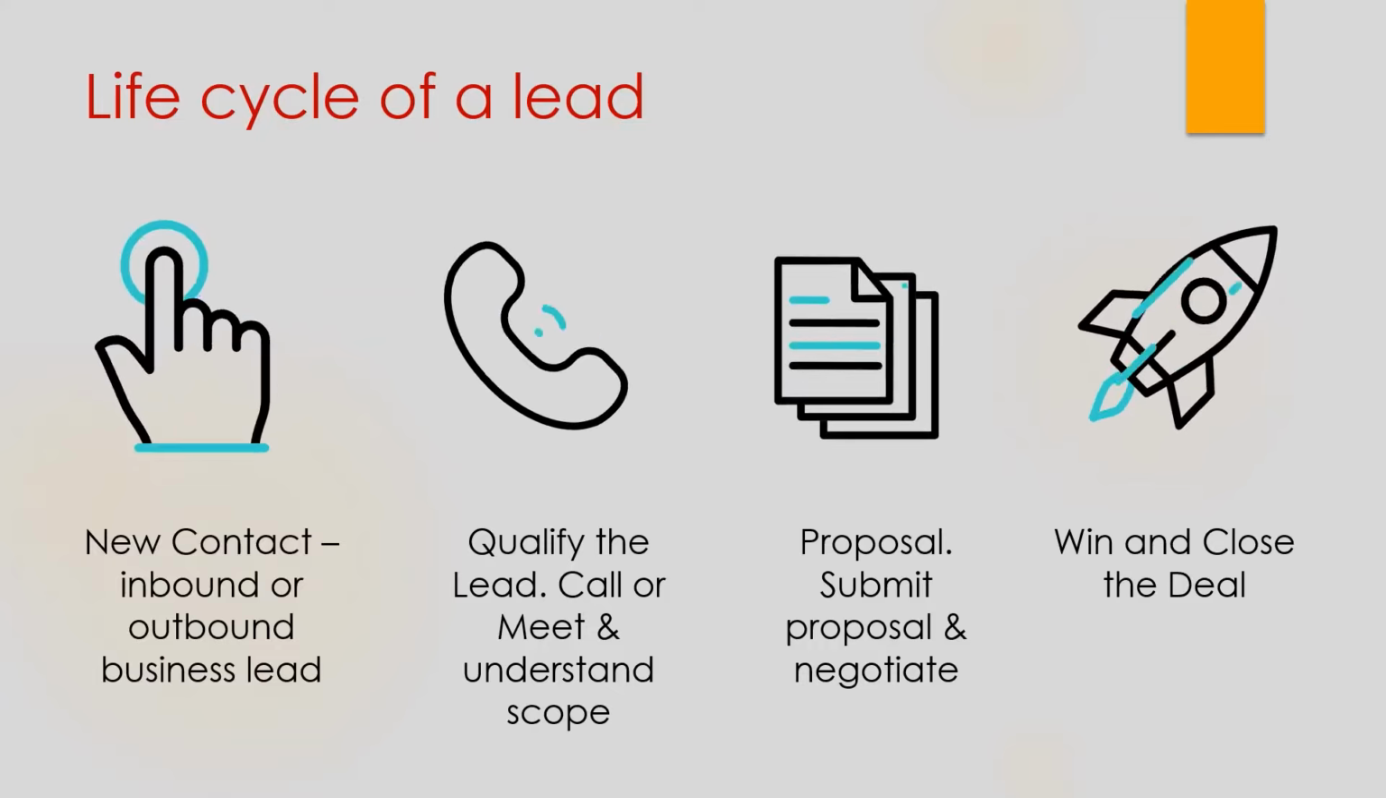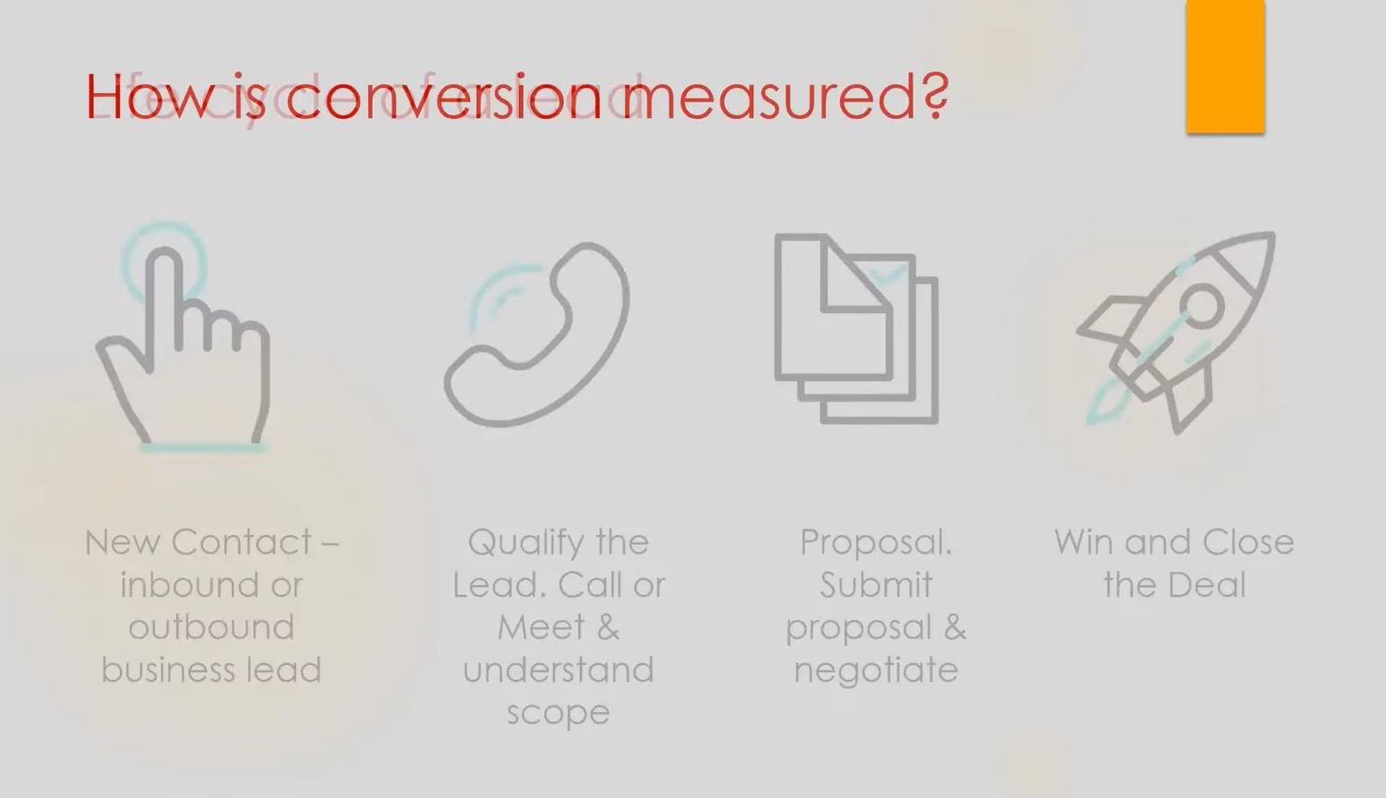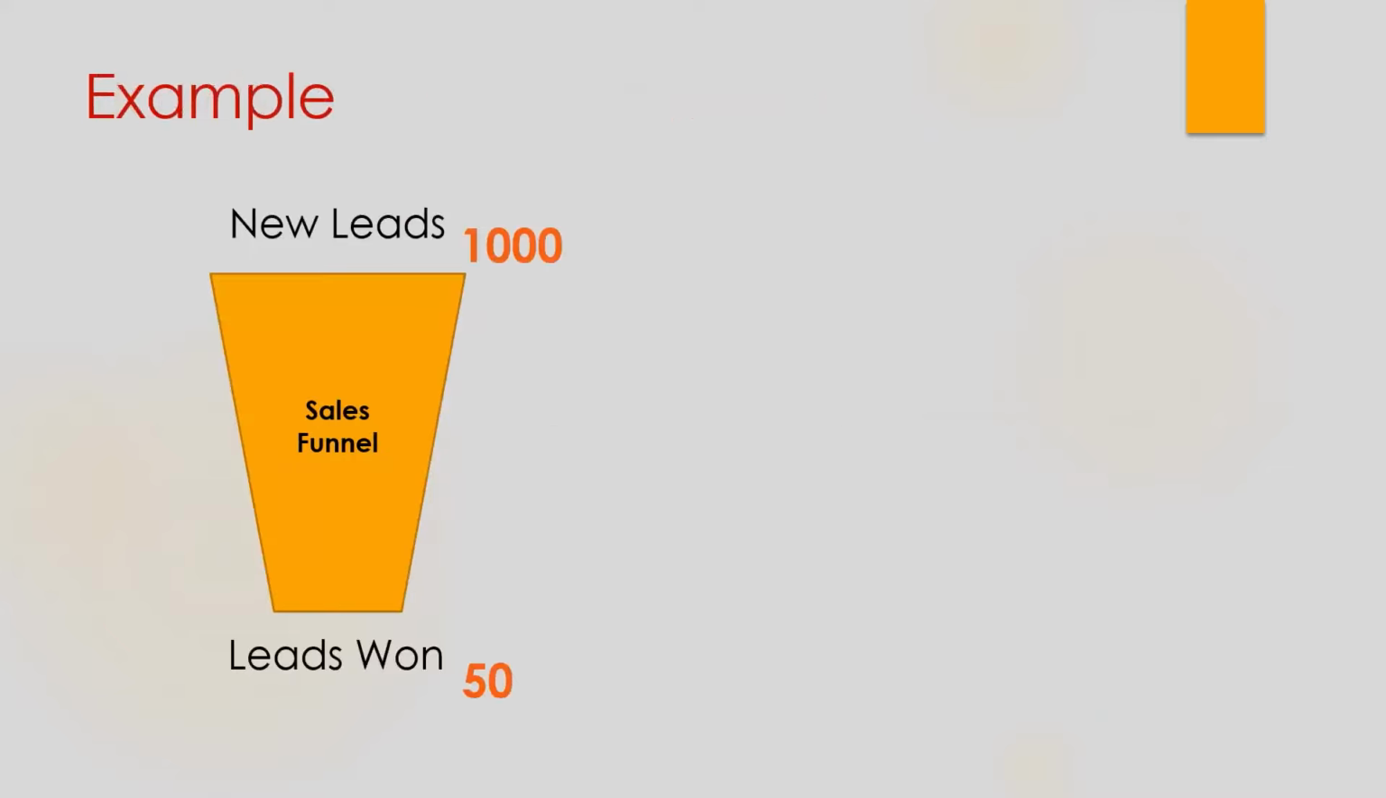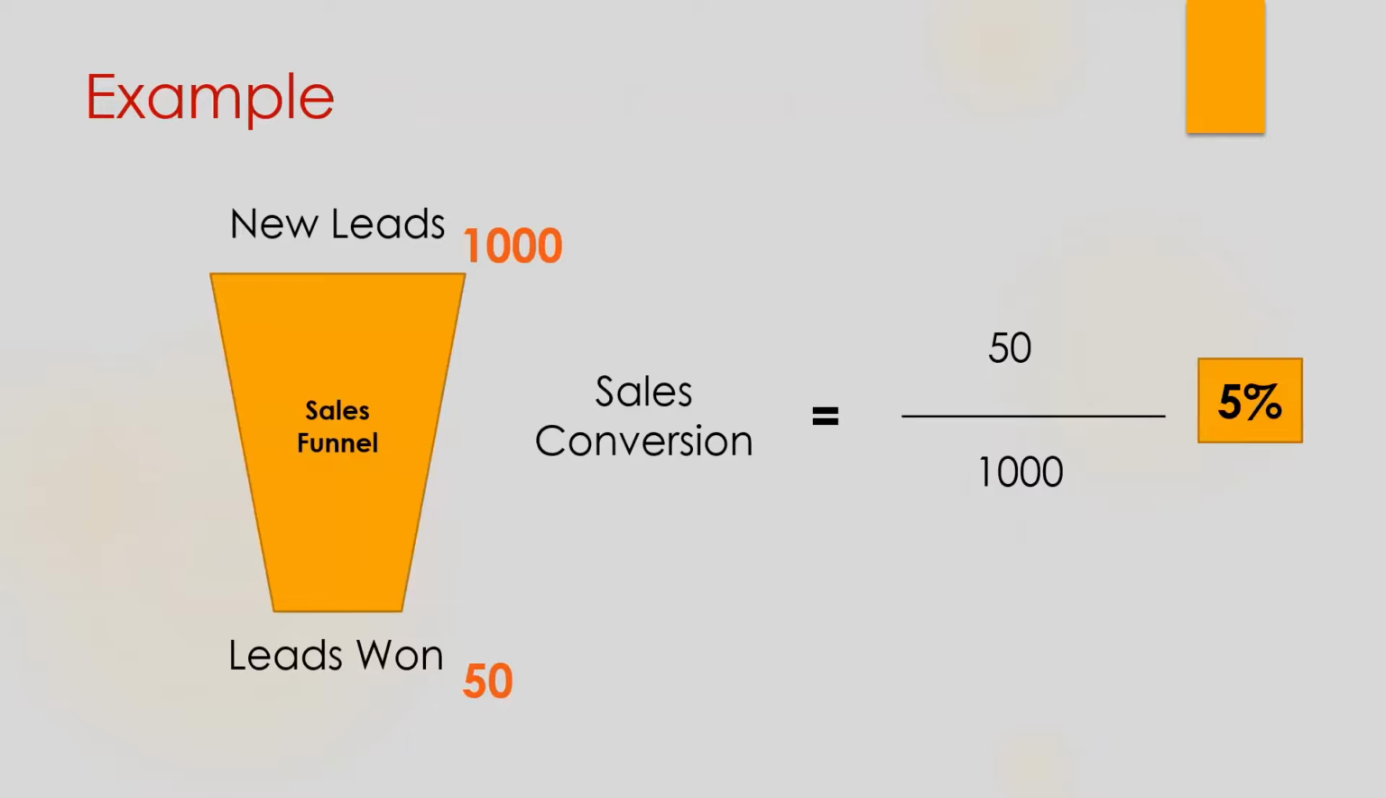So if this is the lead cycle, how is sales conversion measured? Sales conversion is measured simply as the number of leads won divided by the number of new leads that you start working on. So let's look at an example. Suppose you receive 1,000 new leads and you close 50 successfully, then your sales conversion is the number of deals won, that is 50, divided by the number of new leads, that is 1,000. So your conversion is 5%. If you would have closed 75, your conversion would have been 7.5%. If you would have closed 100, then your conversion would have been 10%.